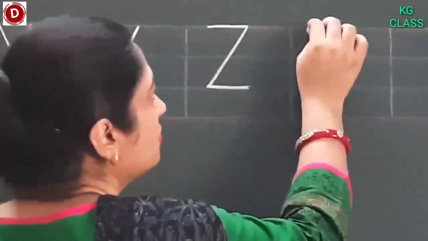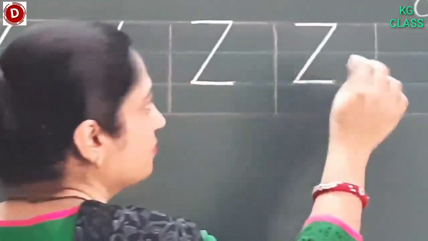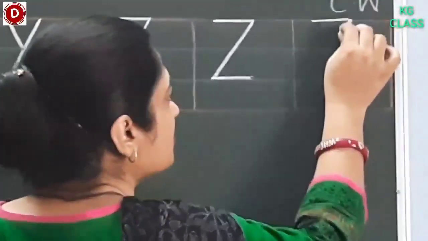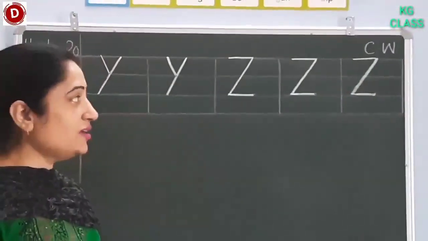Now look here. Sleeping line, slanting line, and then again a sleeping line. Sleeping line, slanting line, and then again a sleeping line. In this way you have to write capital Z.